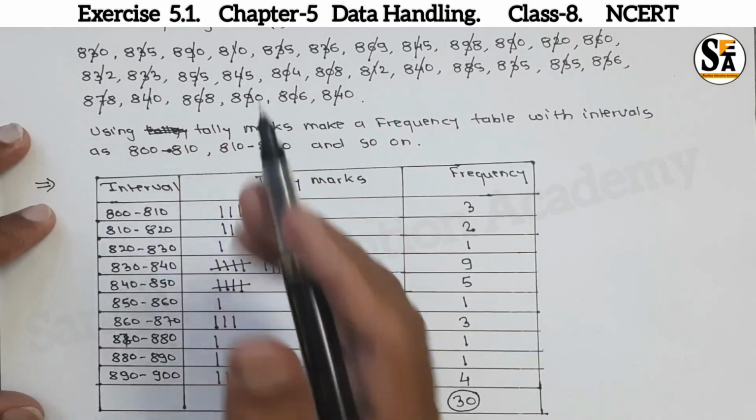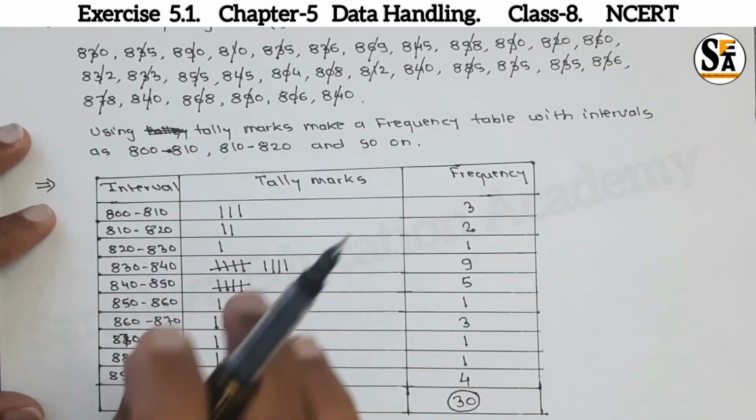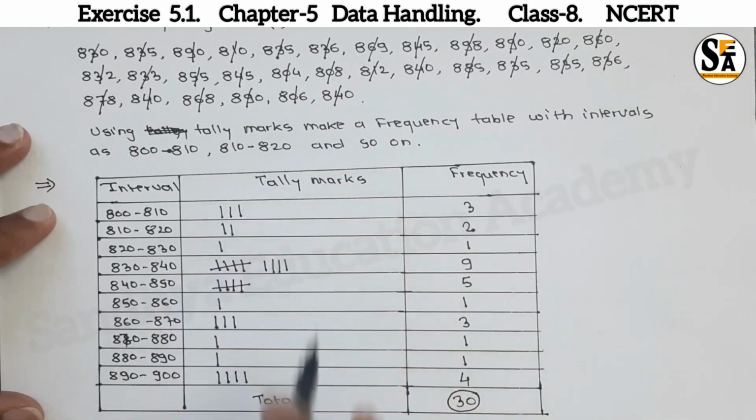And this is the frequency tally marks. What is asked? The only thing asked is to make the tally marks. This tally marks is the question. So in this way we have made the tally marks of this question.